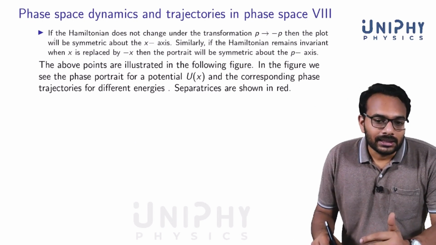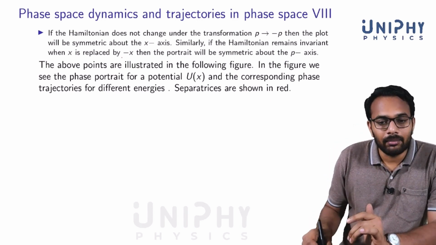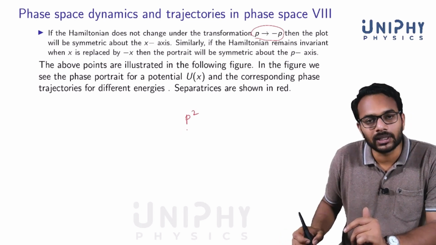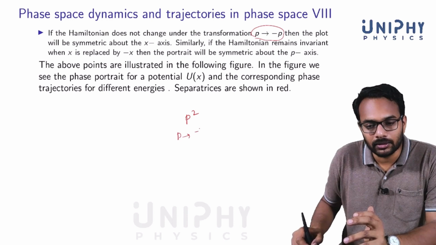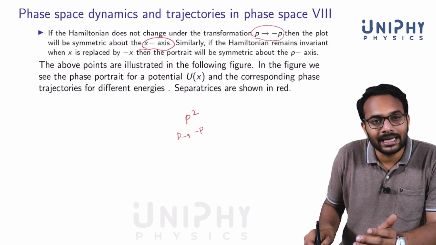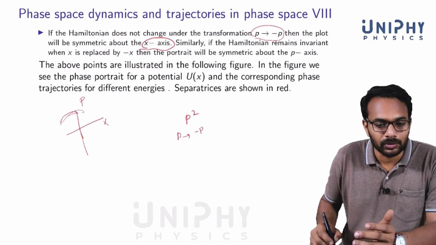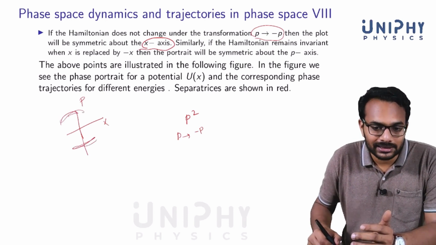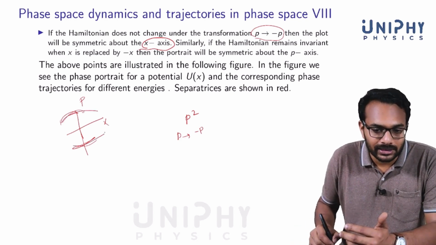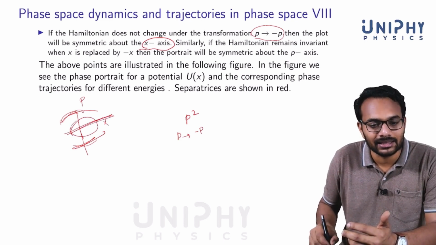It's also a good thing to remember this, because sometimes it will help you to eliminate some of the options. If the Hamiltonian does not change under the transformation p going to minus p, suppose p appears as p square in the Hamiltonian, then even if you put p equal to minus p, the Hamiltonian does not change. Then the plot will be symmetric about the x-axis, because we are talking about the px curve. This is where p is positive. This is where p is negative. So if the Hamiltonian does not change when you go from p to minus p, the shape of the curve will be symmetric. For example, this one is entirely symmetric about this x-axis.